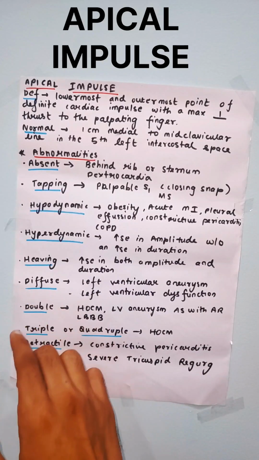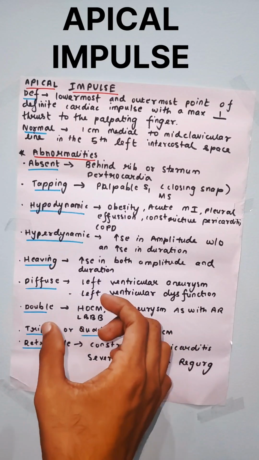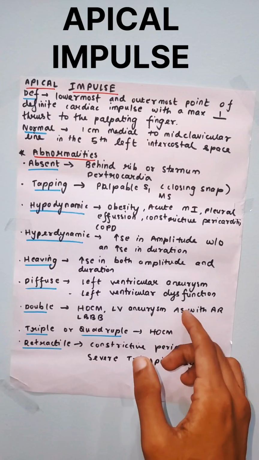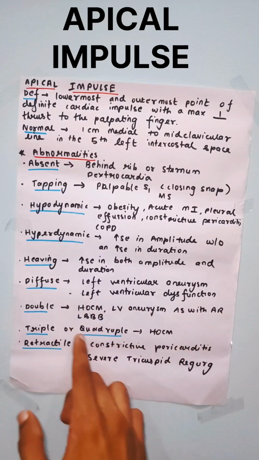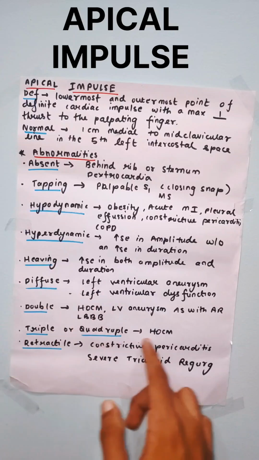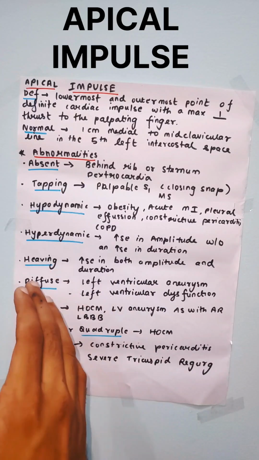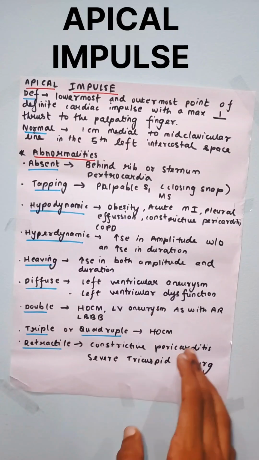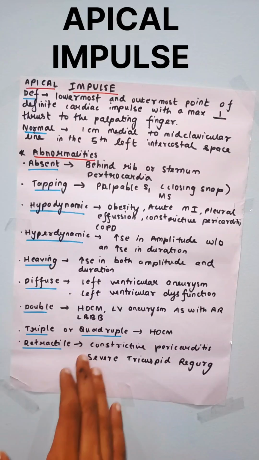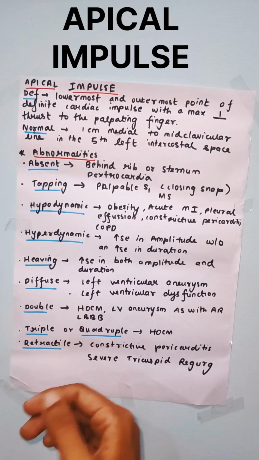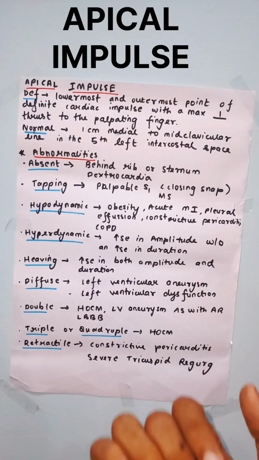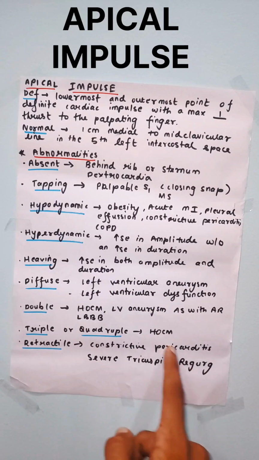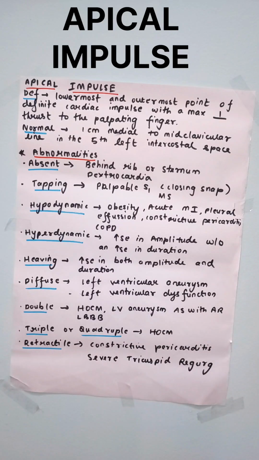Now double apical impulse is seen in hypertrophic obstructive cardiomyopathy, left ventricular aneurysm, aortic stenosis with AR, and left bundle branch block. So these are the conditions where you will get a double apical impulse. Triple or quadruple apical impulse you will see in HOCM. And retractile means the impulse goes inside, it goes inward. It is seen in constrictive pericarditis and severe tricuspid regurgitation.